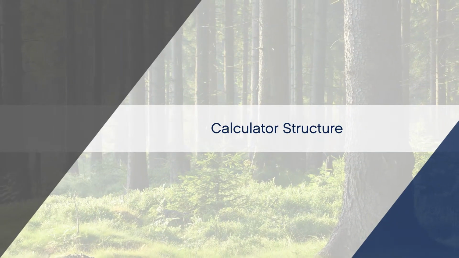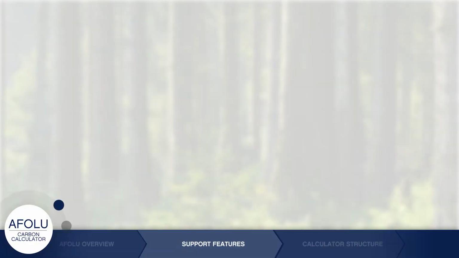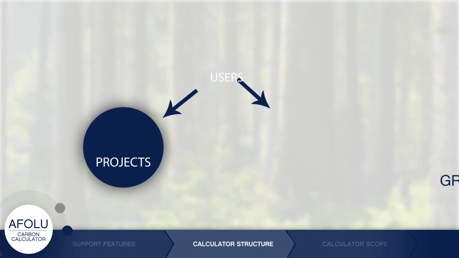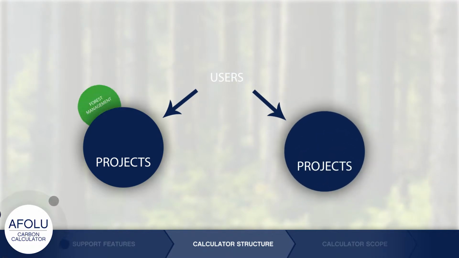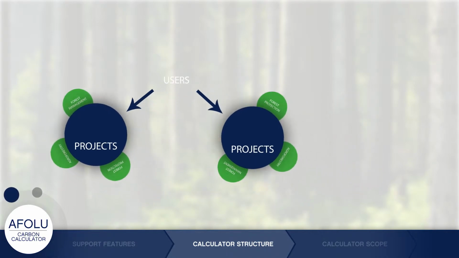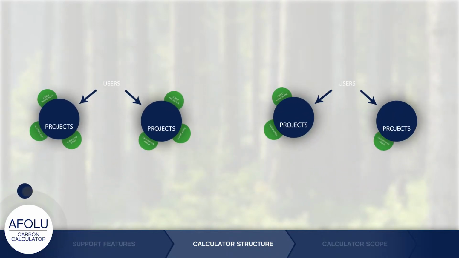The AFOLU Carbon Calculator is organized in a self-regulating system of users, projects, and groups. Users create projects and then add activities to the projects to estimate carbon impacts. Users may also choose to share their project with other users by creating or joining a group.